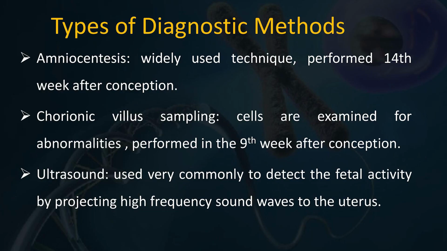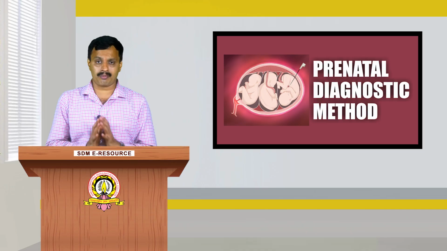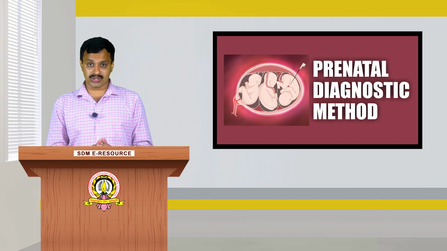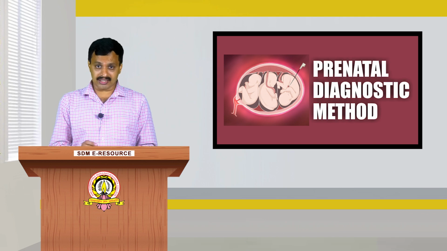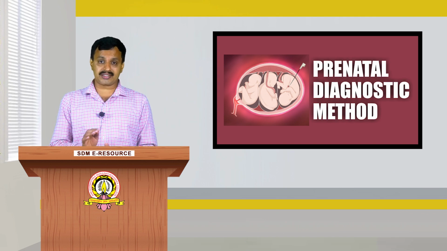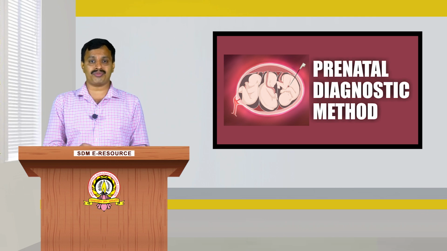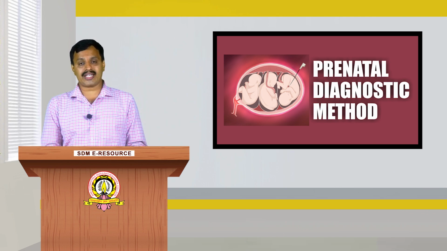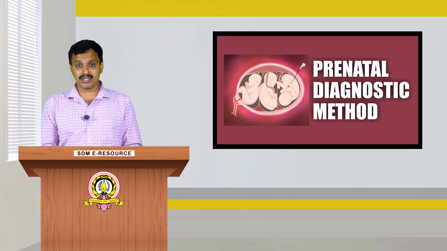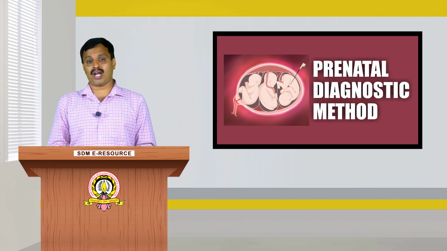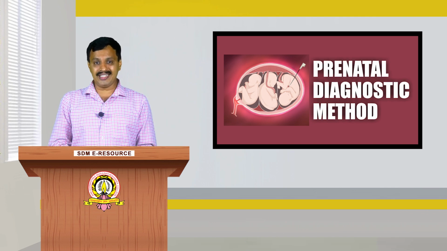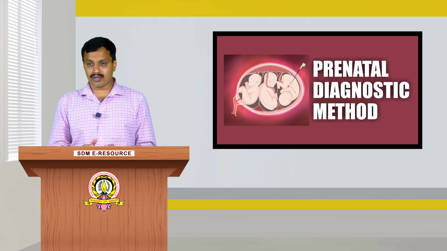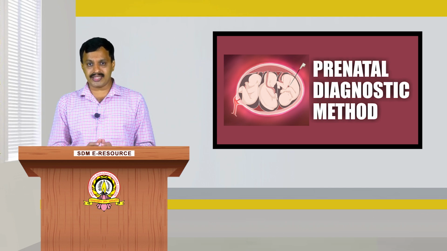The next important procedure is chorionic villus sampling. What is chorionic villus sampling? It is another significant procedure in which the chorion or the villi, the hair-like structure on the external side of the growing embryo or fetus, is extracted through the uterine wall, and it is studied after the 9th week of pregnancy or conception.